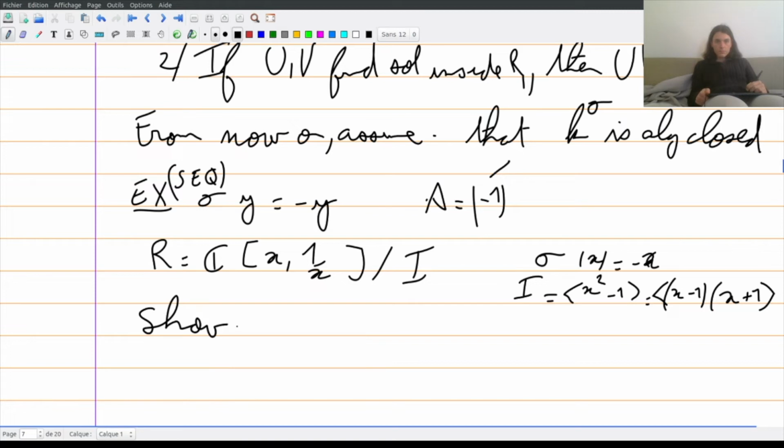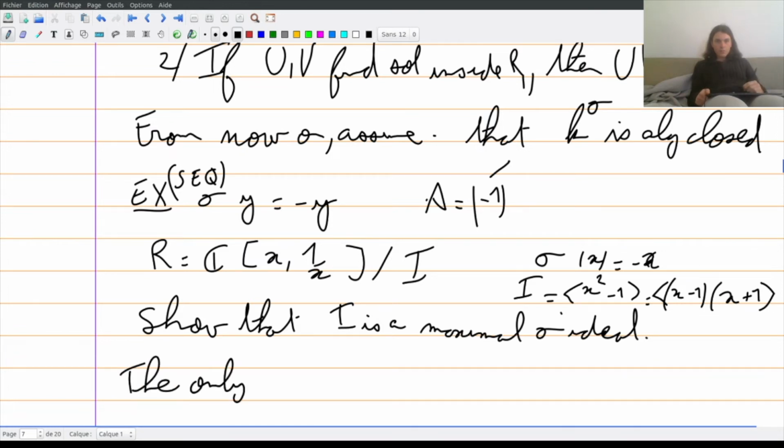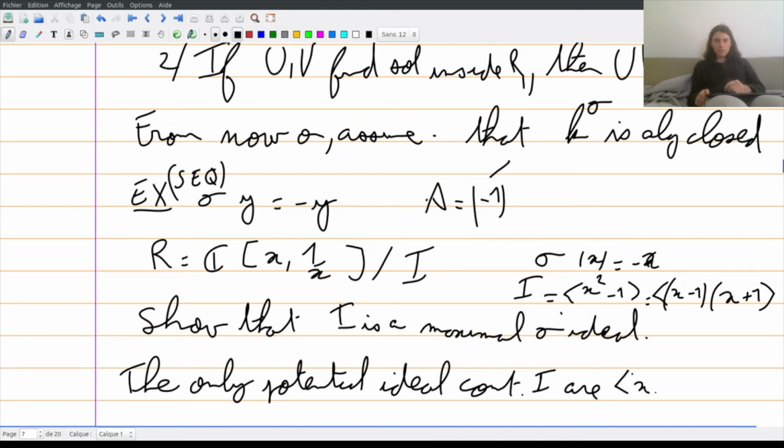So we want to show that I is a maximal sigma ideal. So the only potential non-trivial ideals containing I are x minus 1 and x plus 1.